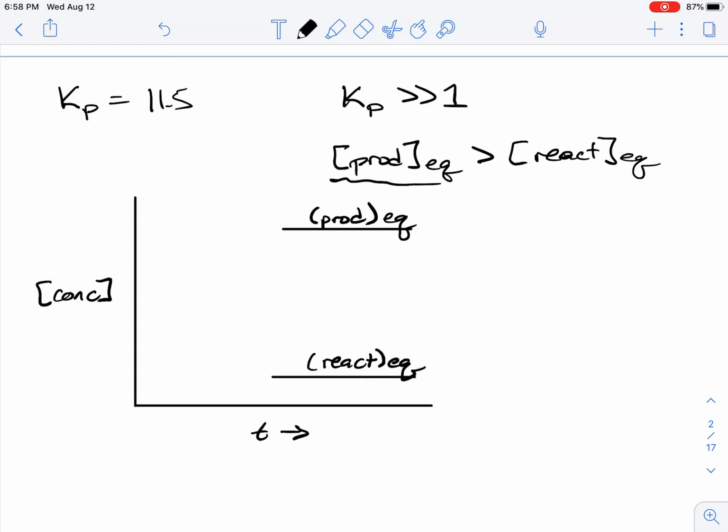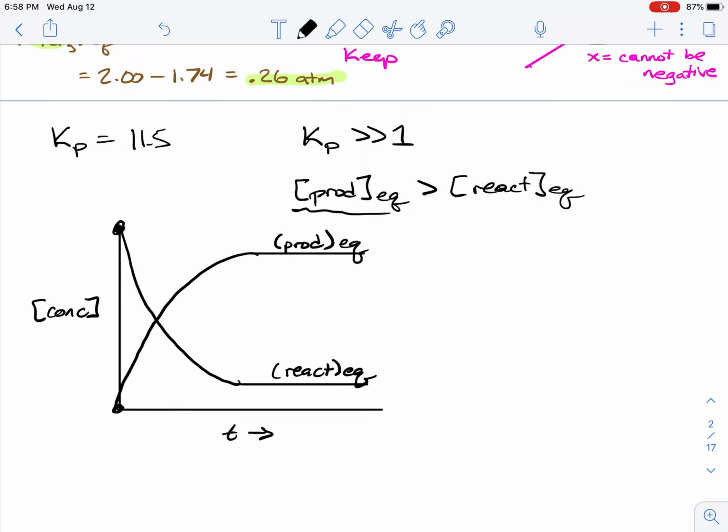And we know that at the start of the chemical reaction, we have a lot of reactants. And so we're just going to draw a curve, kind of connect that. And we know at the very start of the chemical reaction, we have 0 products. And so we're going to just connect those 2 points. And that's going to be the graph for concentration versus time for products and reactants. Okay.